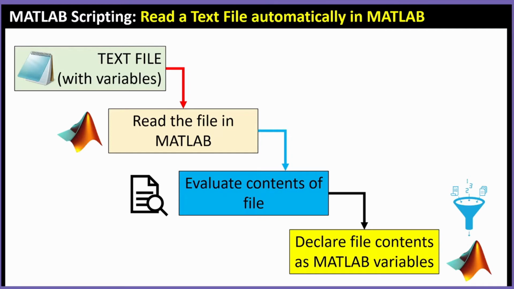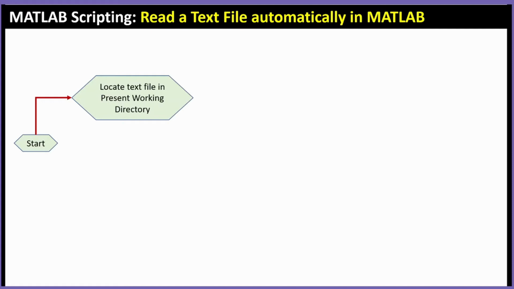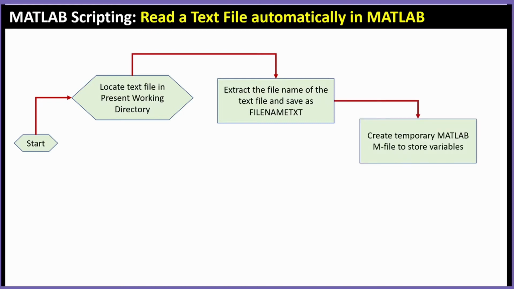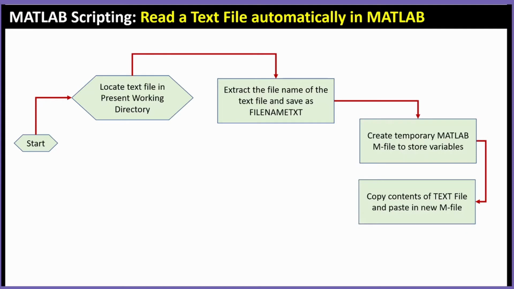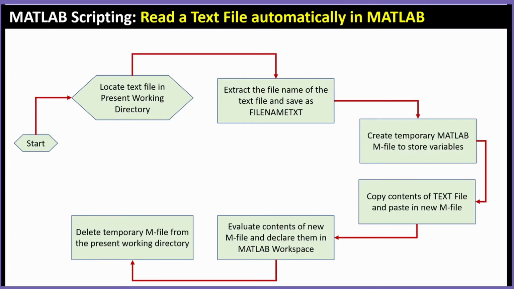So a flowchart that we can work with to achieve this is basically: we start with the task, locate the file in the present working directory. Maybe you could find a different place where you want to do this, but the way the script works is that you have to look at the current directory where you've got the script and you're working from. You extract the file name as a text file and save it as file name txt. Then create a temporary MATLAB file to store your variables. Copy the contents of that file and paste into a MATLAB file. Then evaluate the contents of that new file so that the contents become variables within MATLAB in the workspace. Then delete the temporary file and you come to the end. So this is a flowchart that defines what we are trying to do. Now let's go over to MATLAB and do the scripting.